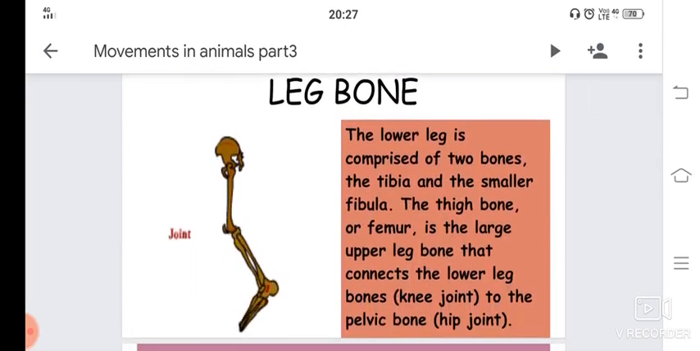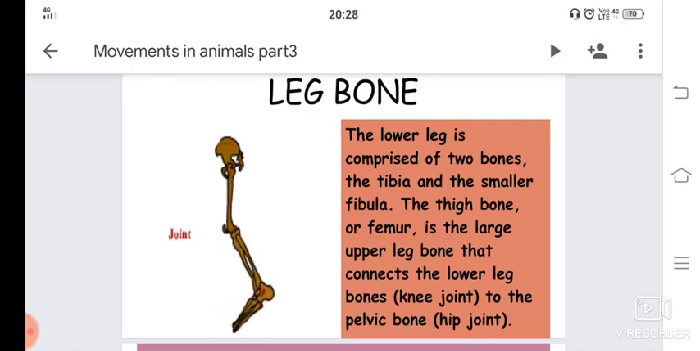Next we have the leg bone. The lower leg is comprised of two bones joined together, the tibia and the smaller fibula. The thigh bone, or femur, is a large upper leg bone that connects to the lower leg. Yes, the thigh part connects to the lower leg bone. So we call this the femur.